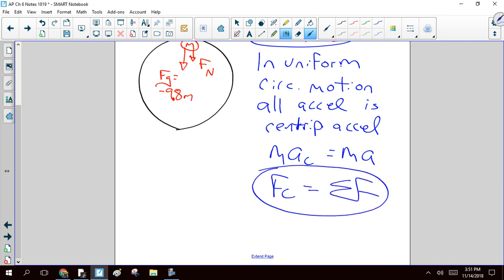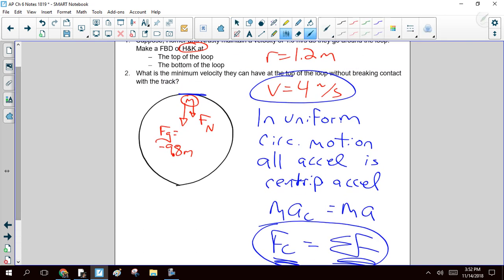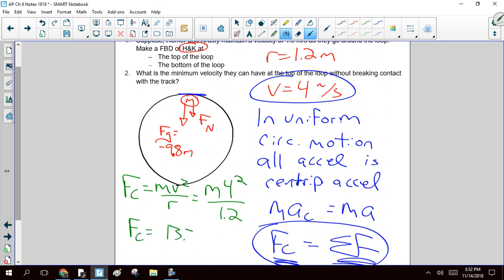All year we've been doing this net force equals net force thing. We're going to do the same thing now. But the big change here is that because we're in uniform circular motion, our net force is actually our centripetal force. So let's go up here and find our centripetal force. Centripetal force is mv squared over r. Our mass we don't know, so we'll just leave it as m. Our velocity is 4, we square it and divide by a radius of 1.2. If you do this, you find that your centripetal force is 13.3 m.